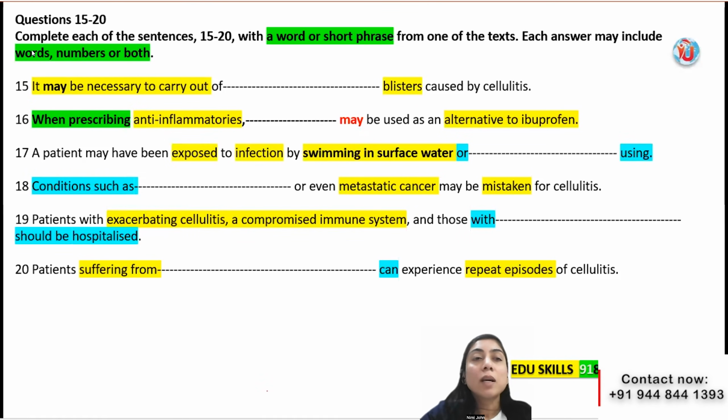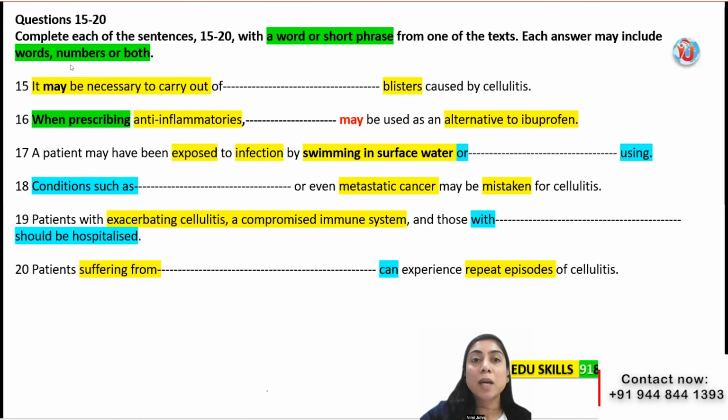The 15th one, here the keyword, it may be necessary to carry out something blister. So here blister, which is caused by the cellulitis. So the next one, 16, when prescribing anti-inflammatory. So this is about the medication. Anti-inflammatory may be used as an alternative to ibuprofen. So this also we mark there.